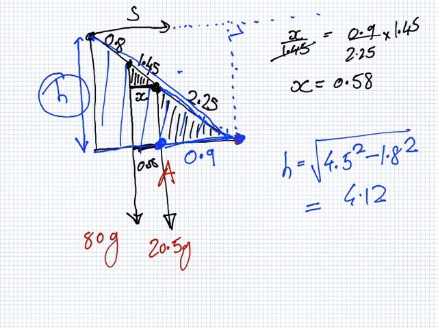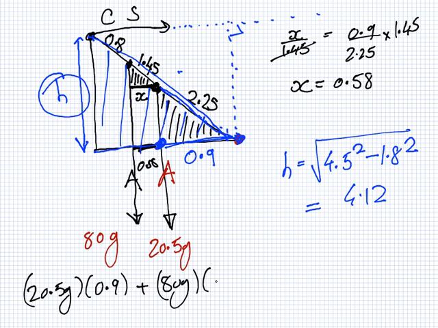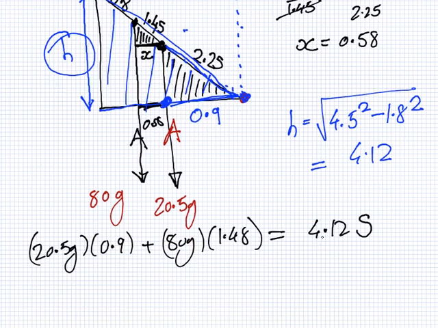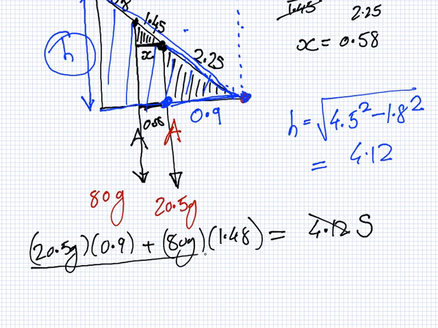Right, so let's make our equation. So anti-clockwise equals clockwise. So you have 20.5 g multiplied by 0.9 plus 80 g multiplied by 1.48. That should equal 4.12 multiplied by s. So then s is equal to that over 4.12. So s equals, therefore s equals.